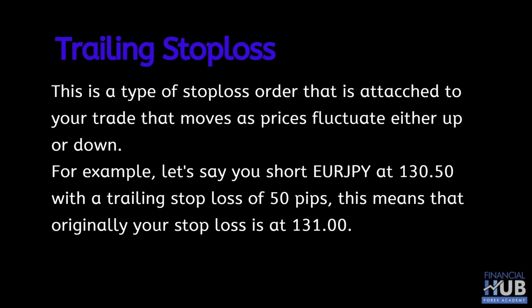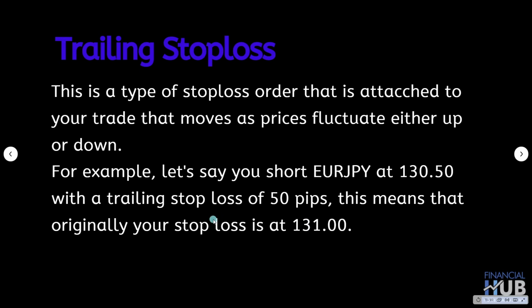Trailing stop loss. This is a type of stop loss order that is attached to your trade that moves as prices fluctuate either up or down. So if you take a trade and the market is moving in your direction, there's a trailing stop loss if you put it. For example, let's say you short Euro JPY at 130.50 level with a trailing stop loss of 50 pips.